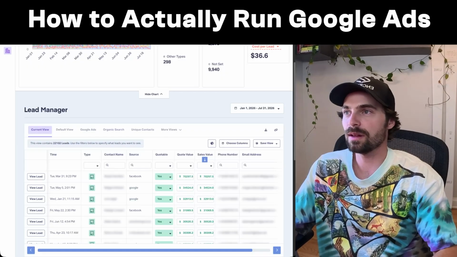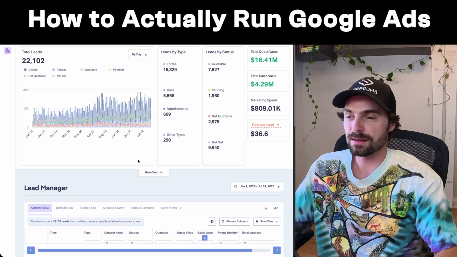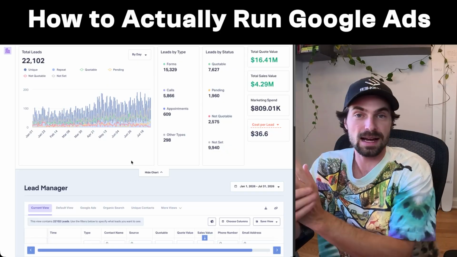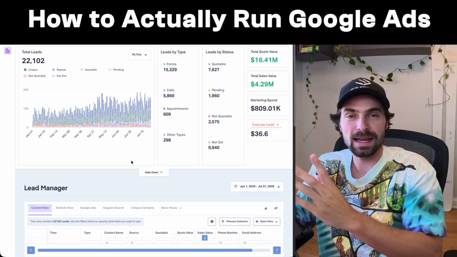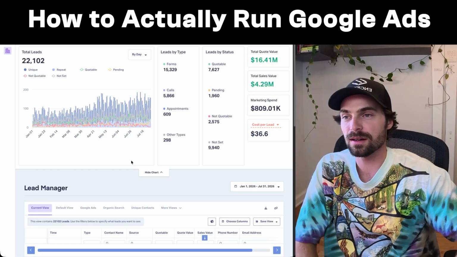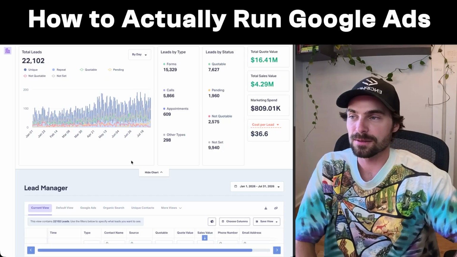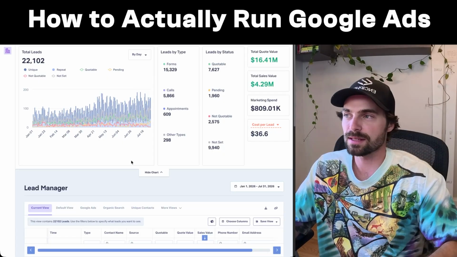So this is how we run Google Ads at my agency, and it's how we're able to generate results that look like this, where we can see exactly how much money we made from Google Ads, exactly who every lead is, what campaign they came from, what keyword they came from, so that we can optimize further and beat our competitors.